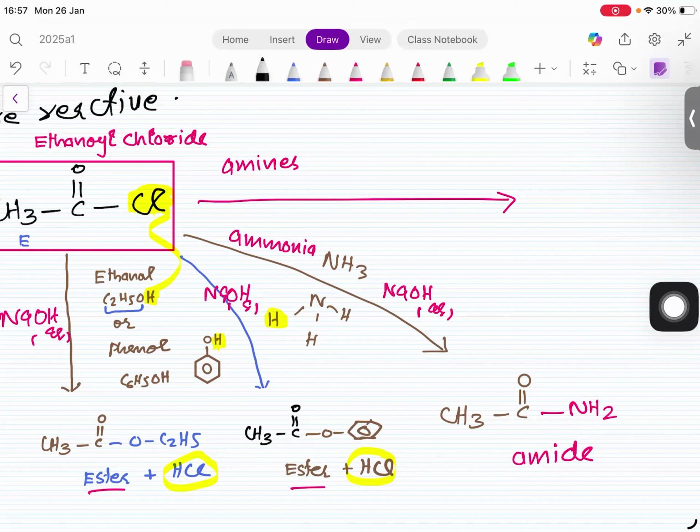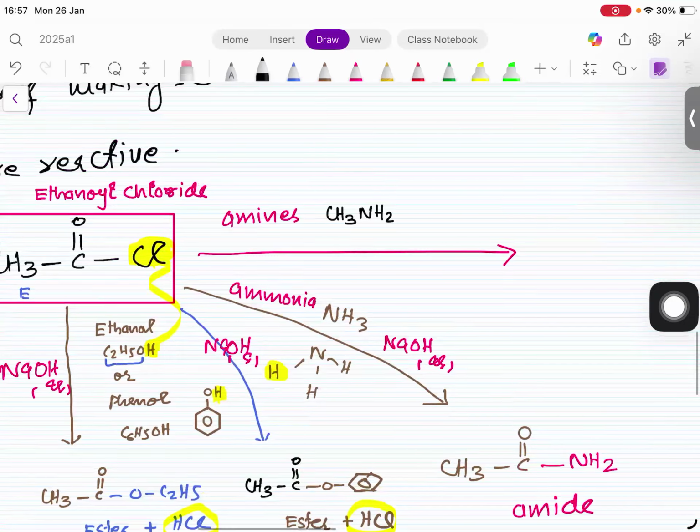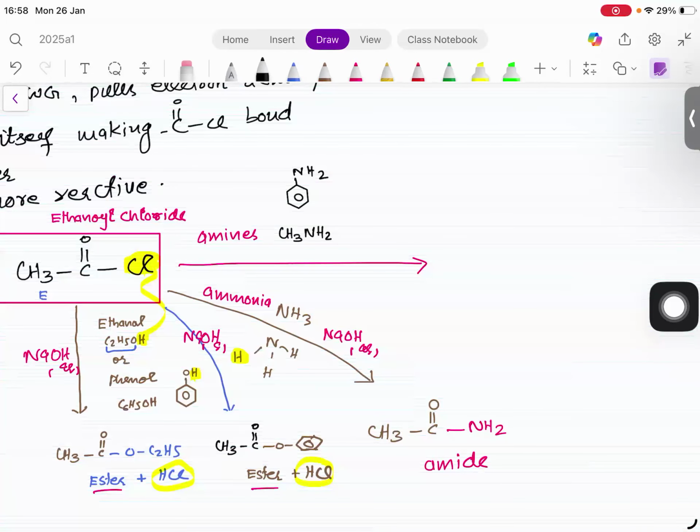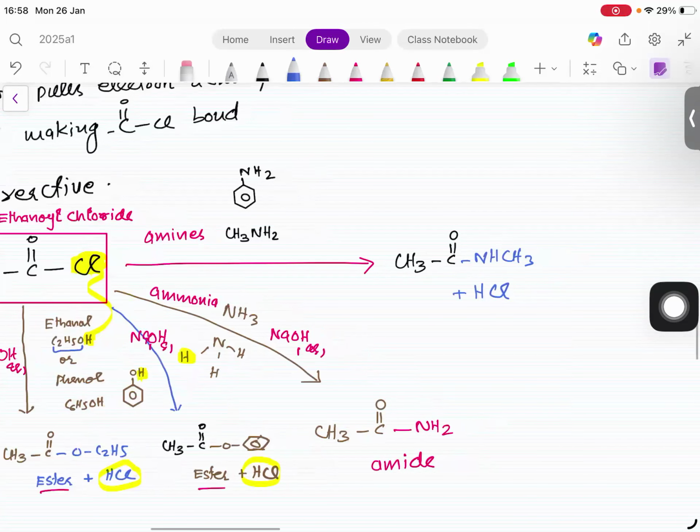Right? For example, if I react it with CH3NH2, or if I react it with phenylamine, this one, C6H5NH2. What is the product formed? What is the amine's nucleophile? CH3NH. That is going to come and take the place of Cl, and then NHCH3. Okay? Plus HCl. Again, what is this? Another derivative known as what? N-substituted amide. So kind of amide, okay?